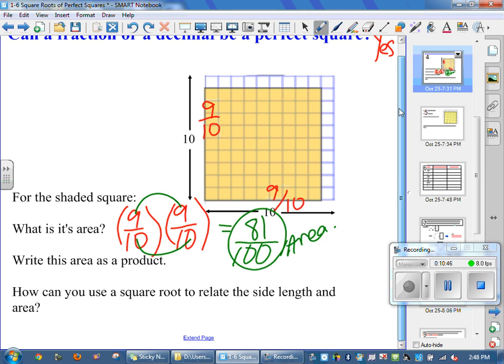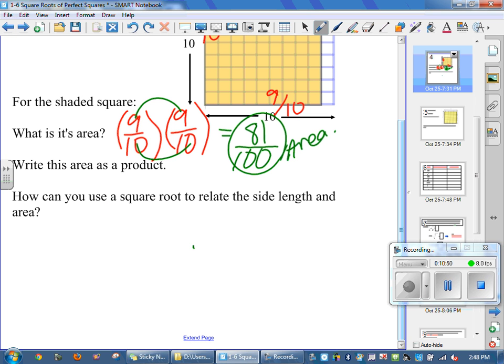So it says, write the area as a product. Well, I know that this is written as a product, 9 over 10 times 9 over 10. But since it's the same number, can I write that a different way? How can I do that? 9 over 10. Can I write that a different way? Absolutely perfect. So this is going to be 9 over 10, and I have 2 of them, so square it. Okay, that's area as a product.